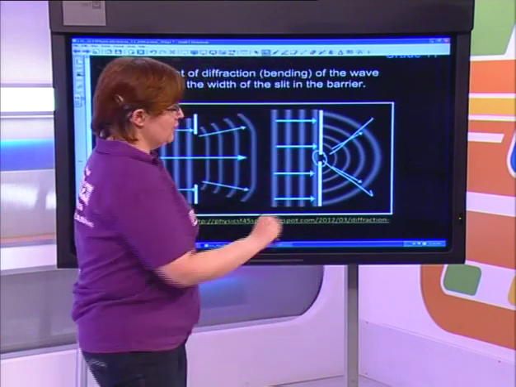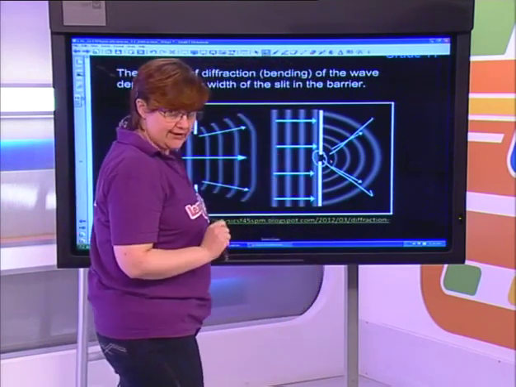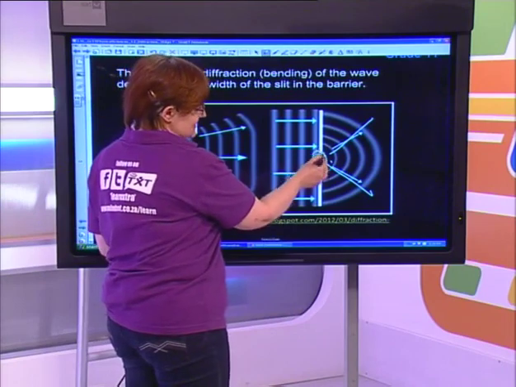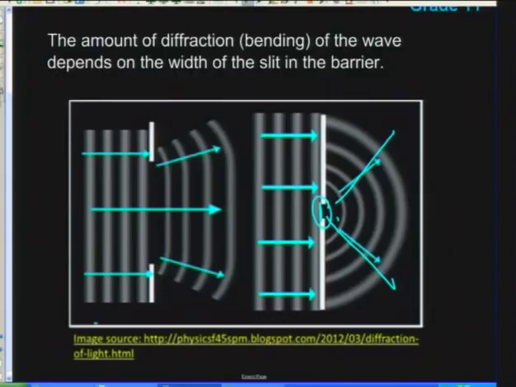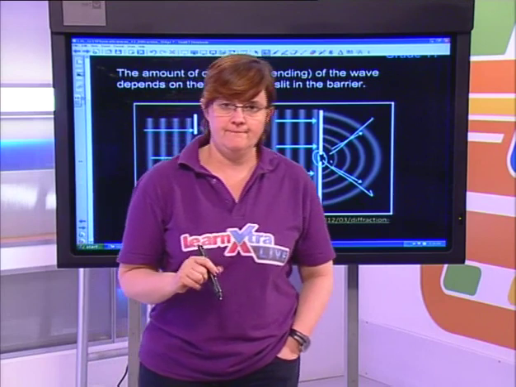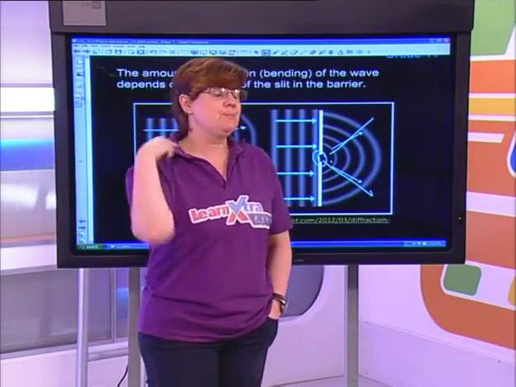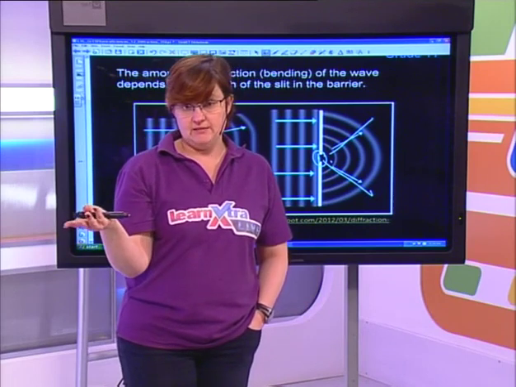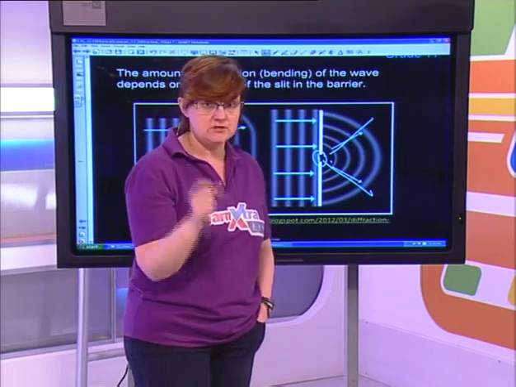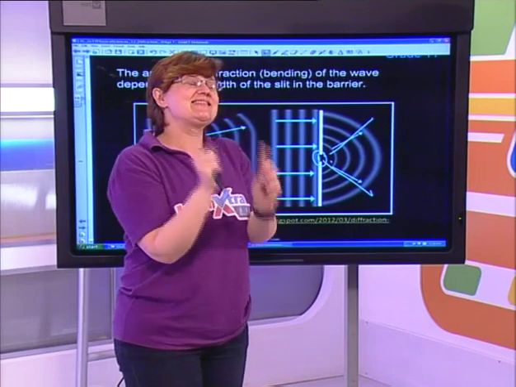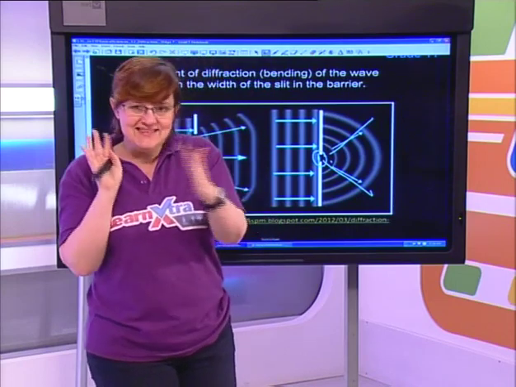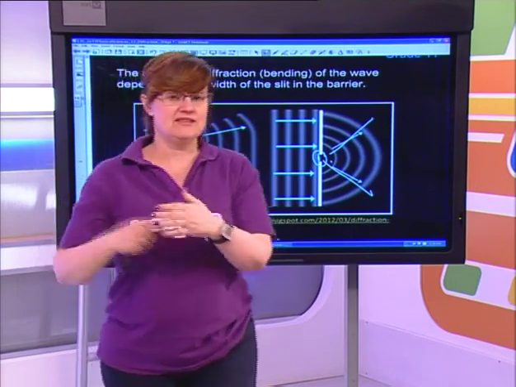And in fact, to get this maximum diffraction, this slit cannot be smaller than the wavelength. As soon as it's smaller than the wavelength, it will be reflected. As soon as it's bigger than the wavelength, we get less than maximum. Maximum diffraction happens when the slit width is the same length as the wavelength of the wave that's going towards the barrier.